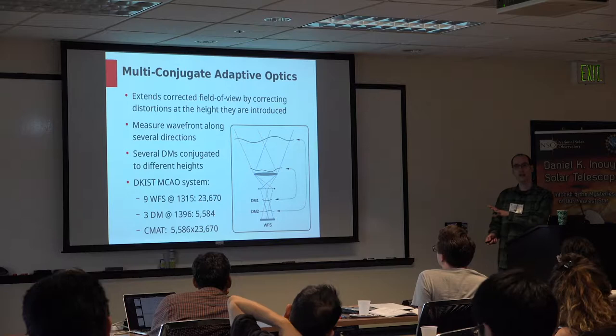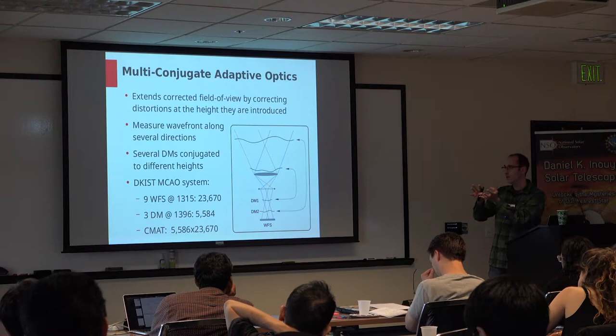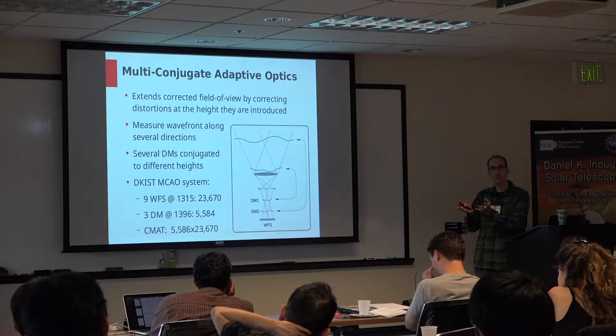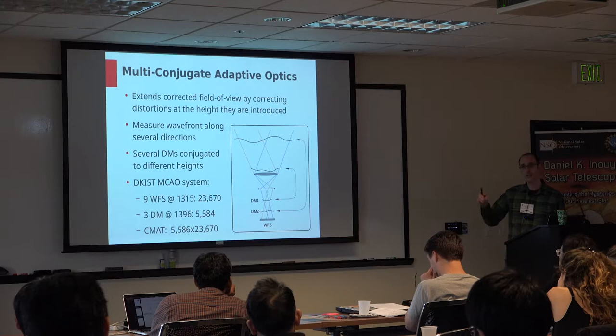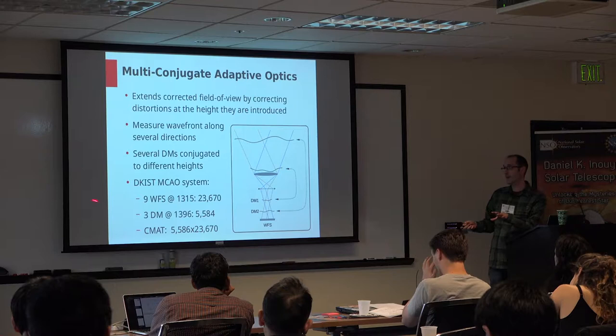We'll have 9 wavefront sensors as opposed to 1, each one looking in a certain 3x3 grid, covering around 60 arcseconds. So with that, we attempt to correct over a field of view of 60 arcseconds. And it will have 3 DMs conjugated at different heights. Then when you start running the numbers, each one of these 9 wavefront sensors will have 13-15 subapertures. So multiply that by 9, and then multiply by 2 because we get X and Y shift from each subaperture, and you end up with 23,000 shifts.